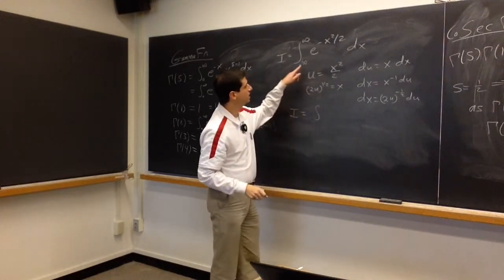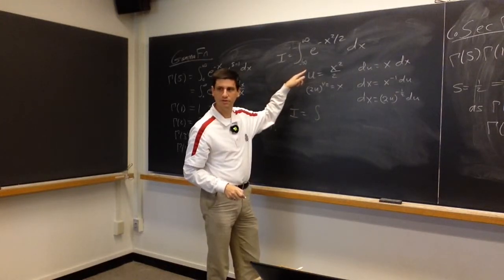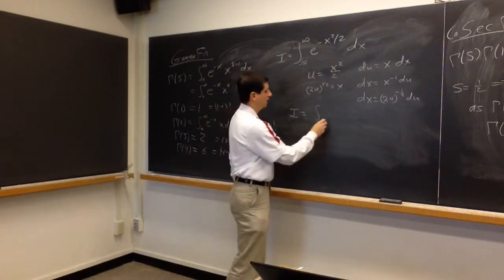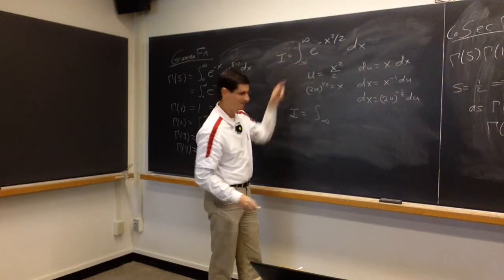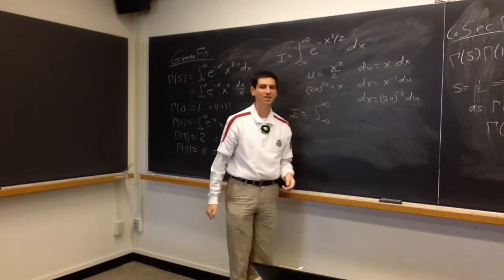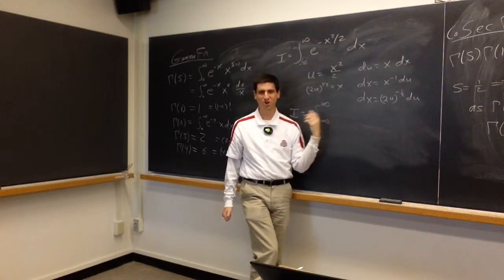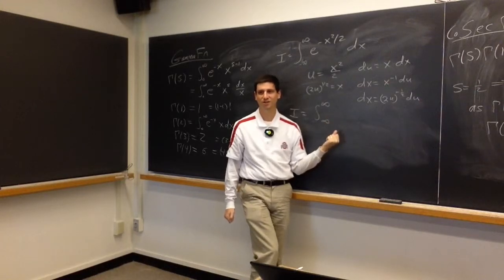When x equals minus infinity, what does u equal? Infinity. And when x equals plus infinity, what does u equal? Yeah, okay, good. So I don't even have to write anything more. You've hopefully realized that at some point, this is not good. I should not be integrating from infinity to infinity. Where did I go wrong?